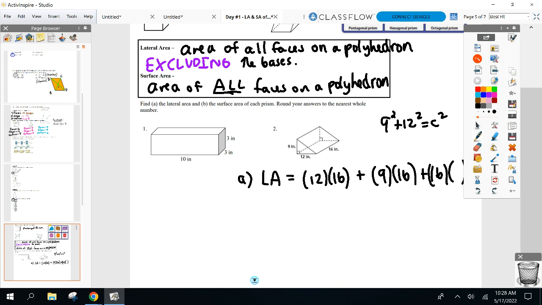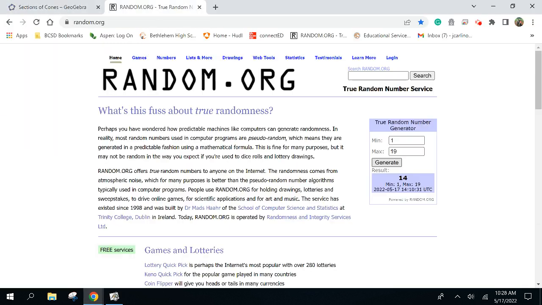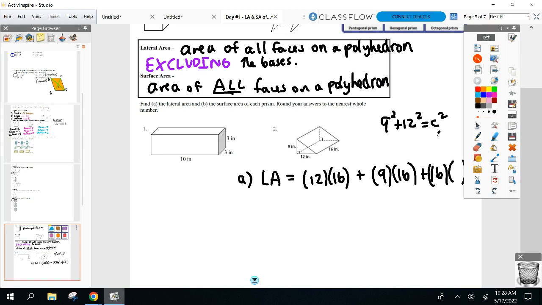When you're ready, let me know what that other edge is there. How long is that other edge? 15. Yep. C equals 15. There it is. So there's your lateral area. I took off the triangles and found the area of the rectangles that were left over. So what do you end up with? 576. What do you think about the units here?